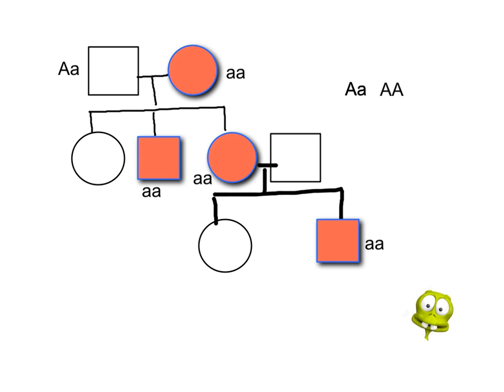We can look at Bob's daughter who has no antenna. She has to get one allele, one big A or little a, from both of her parents. We know that she got the big A from Bob, so that means she has to get the little a from her mother, and she must also be big A, little a.